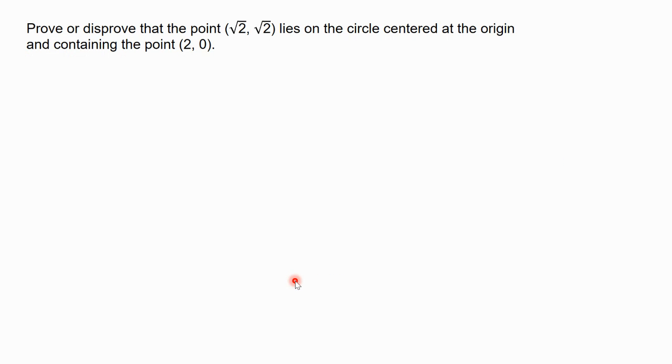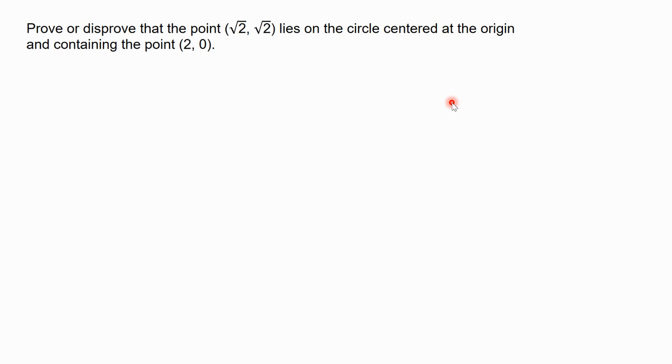Okay, so here they're telling us to prove or disprove that the point root 2 lies on the circle centered at the origin and containing the point 2, 0. Because of the language here, this leads me to believe that we need to be a little bit more formal. Since it says to prove it, it's not really a traditional 2-column proof. But because we're given some coordinates, I'm looking at more of a coordinate proof.